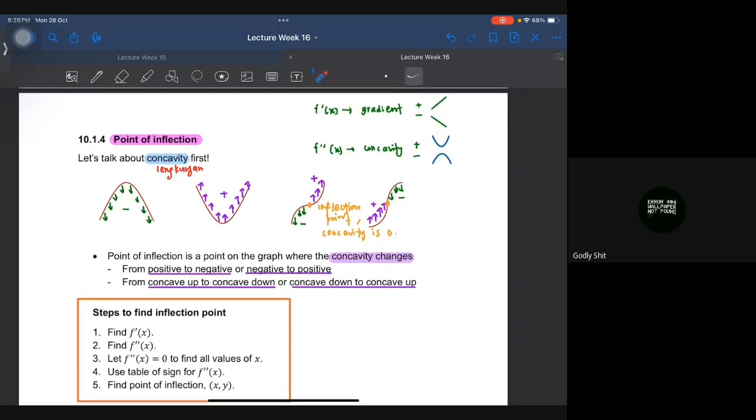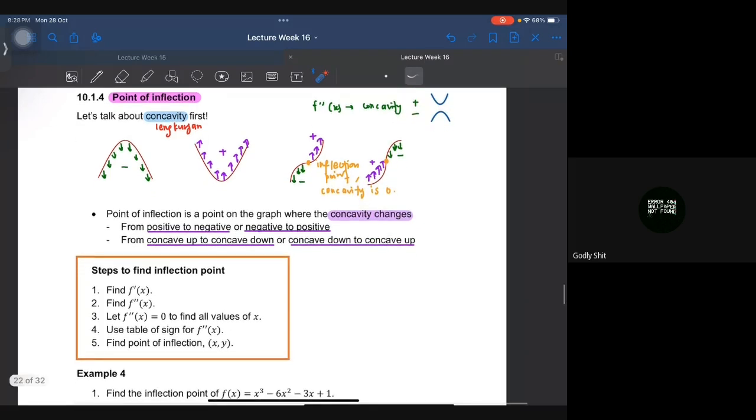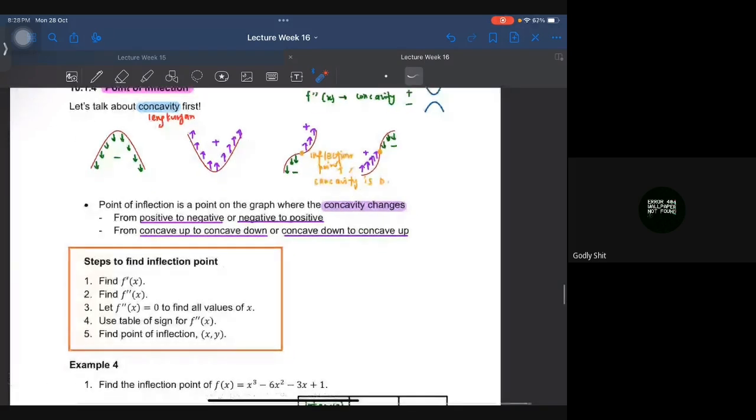So now we want to find the point of inflection. So dah faham pasal concavity, kita nak cari point of inflection lah. So step dia ada beberapa. Okay, first kita cari first derivative, cari second derivative, and then kita akan buat dia equal to 0. Kenapa kita akan buat f double prime equal to 0? Sebab awak tahu inflection point is where your concavity is equal to 0. That's why kita buat dia equal to 0.